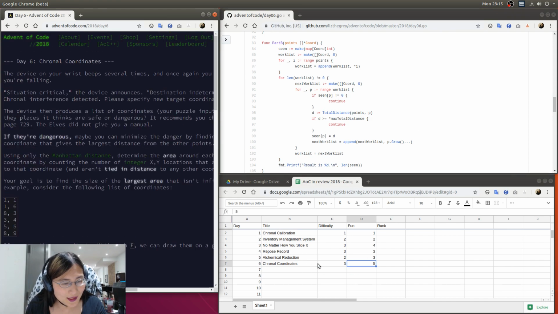So I'm going to bump the difficulty to 4, because it does involve a search that is a novel and new thing. But I quite like this puzzle. This puzzle was definitely one of my favorites.